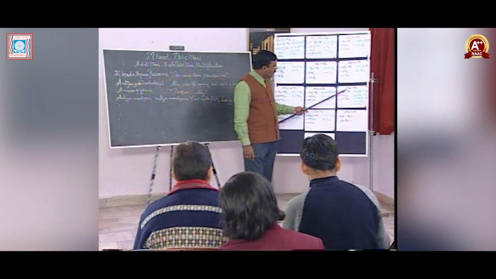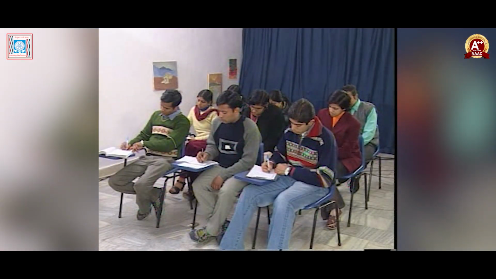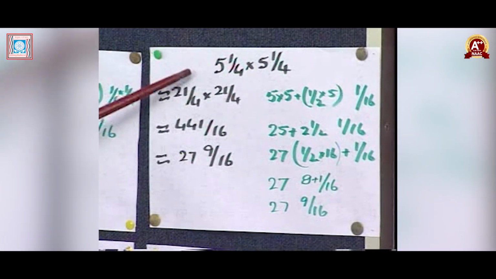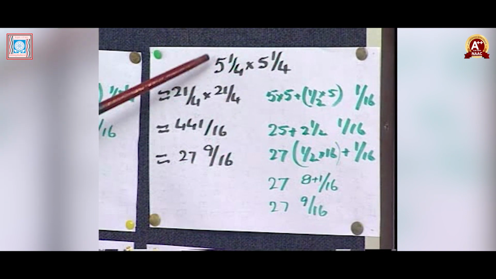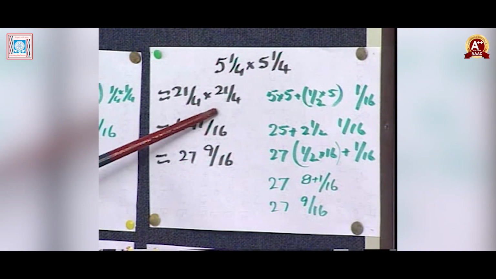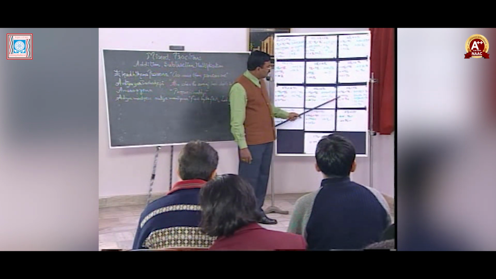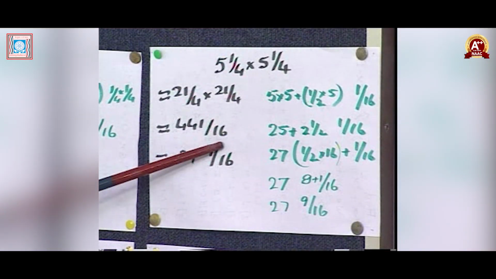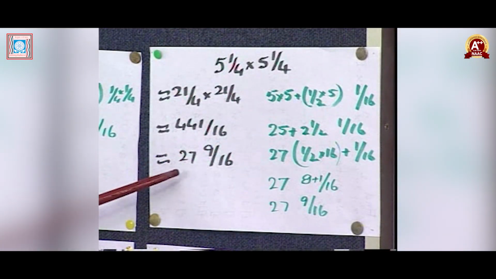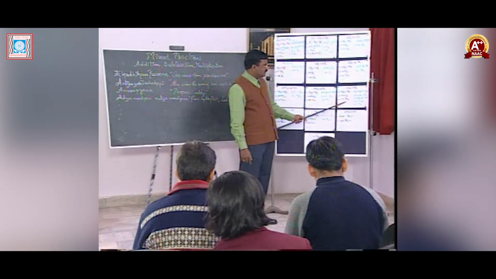Here is an odd number: 5 integer 1 by 4 multiplied by 5 integer 1 by 4. By the conventional method, 5 integer 1 by 4 gives 21 by 4, multiplied by 21 by 4. The whole value becomes 441 by 16. If you convert this, you will get 27 integer 9 by 16.